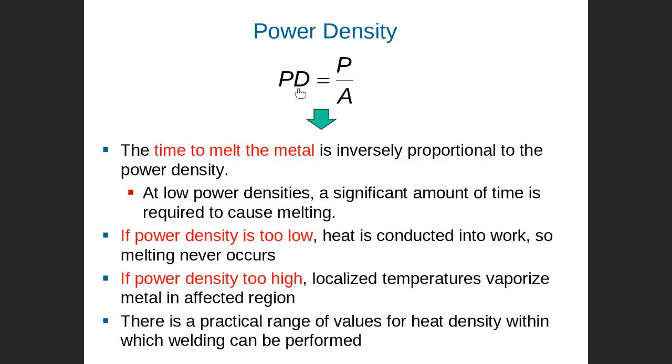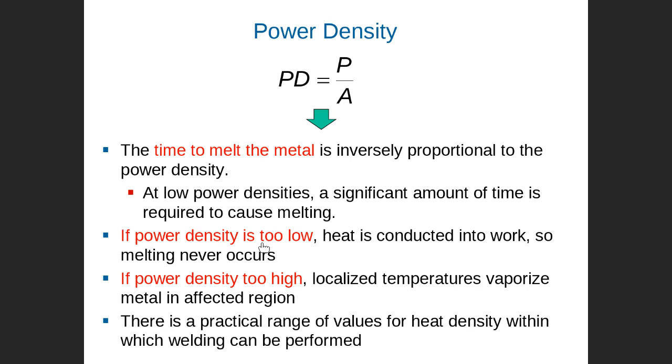Then we can conclude that the time to melt the material is inversely proportional to the power density. Higher power density, lower time to melt the material. You agree with me? Higher power density means it is inversely proportional. Higher power density, lower time. Whenever you have a higher power density welding type, you quickly melt the material, quickly well done.